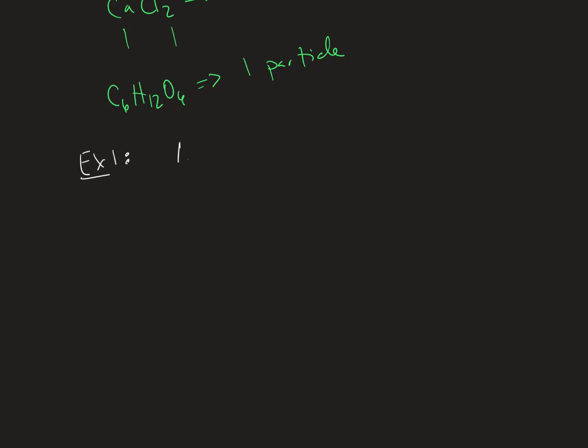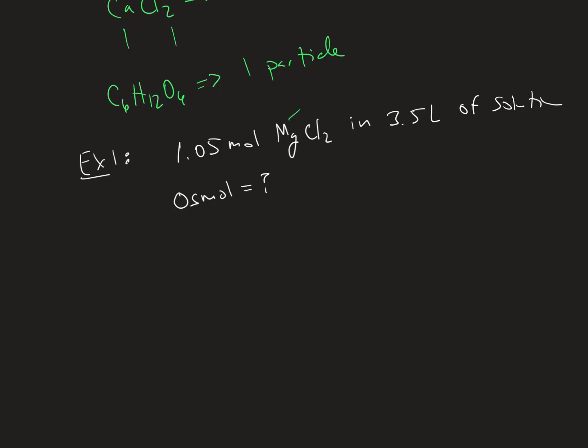We have 1.05 moles of magnesium chloride in 3.5 liters of solution. I want to know what the osmolarity is. Sometimes we just call it osmol, kind of like molar solution, osmol solution, okay? So osmolarity is just molarity times the number of particles. How many particles do we have in this? 3 particles. So now I just have to find the molarity and then multiply by 3. That's it.